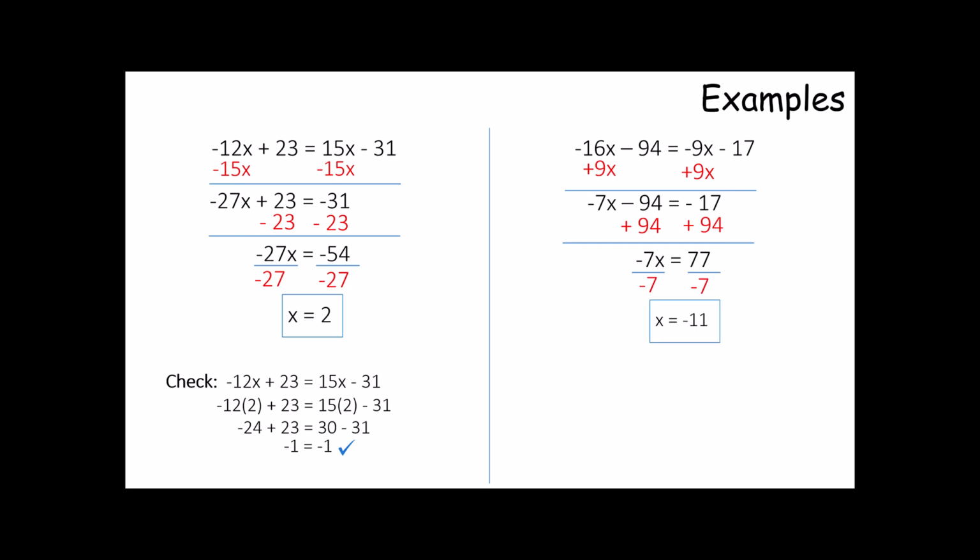X equals negative 11. If you did not already do the check, take just a moment and try and check that. Rewrite. Substitute that negative 11 in where the x was. Follow your order of operations to simplify and get the sides equal to each other. If they are not equal to each other, you know you've made a mistake somewhere.